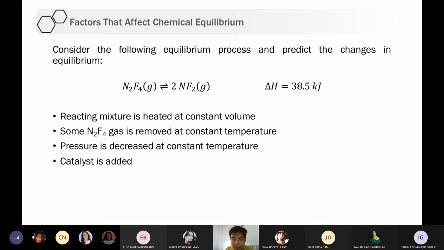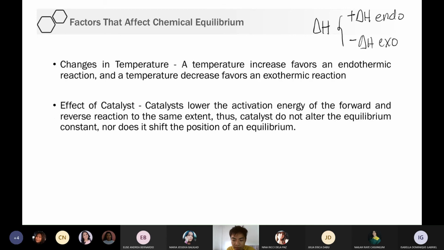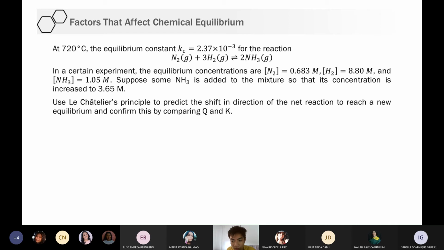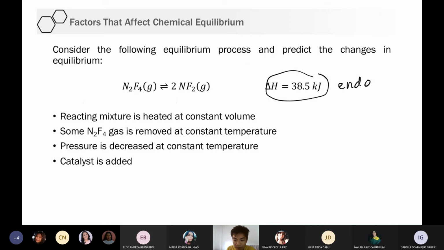So paano mo malalaman kung yan ay to the right or to the left? To the product side or to the reactant side. Look at your delta H. Okay, so our delta H is positive. That means it is endothermic. And ano yung sabi natin kanina? Sabi natin kanina, an increase of temperature will favor endothermic reaction. So that means it will produce products kapag ganun.